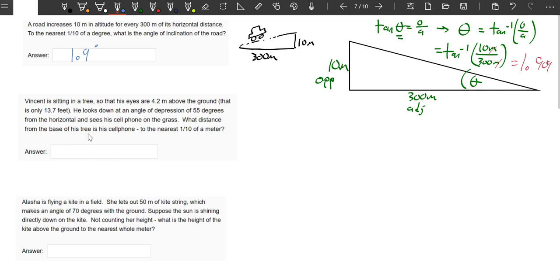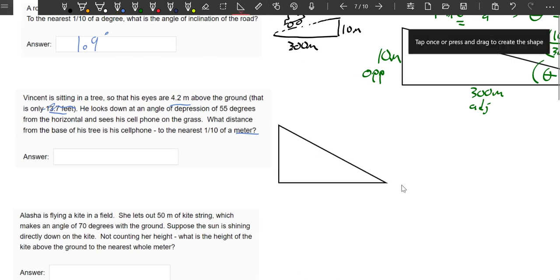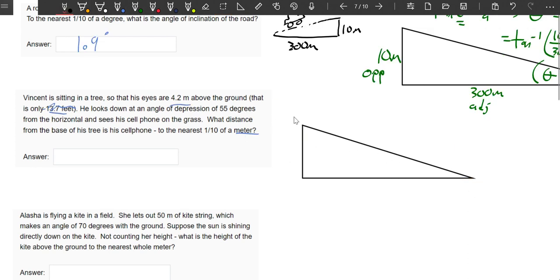Next, Vincent is sitting in a tree so that his eyes are 4.2 meters above the ground, which is 13.7 feet. We want meters in the end here. Okay, I don't care about feet. He looks down at an angle of depression of 55 degrees. So let's just make a triangle here. So here is his eyeballs. I don't care where the rest of him is. Here's his eyeball right there. Give it some eyelashes. This is 4.2 meters up.